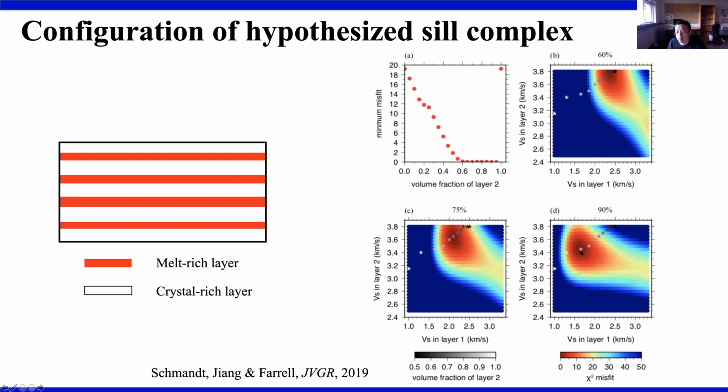So in this case, you have a host rock which can be 3.45 kilometers per second compared to 1.5 kilometers per second for the melt-rich layer. So we're saying that in a lot of cases, there's probably more melt within these small layers, not just 5 or 10% of melt distributed homogeneously within this.